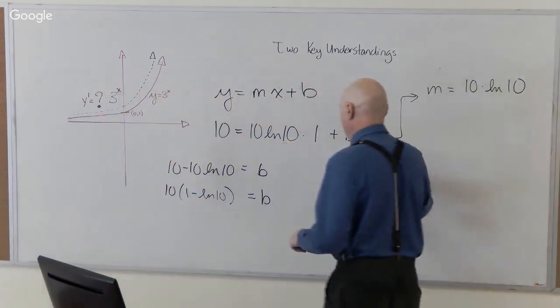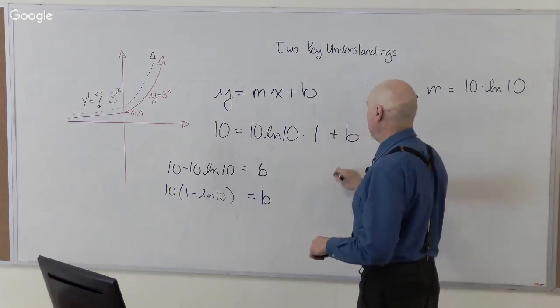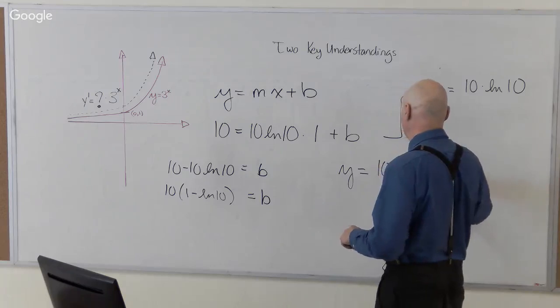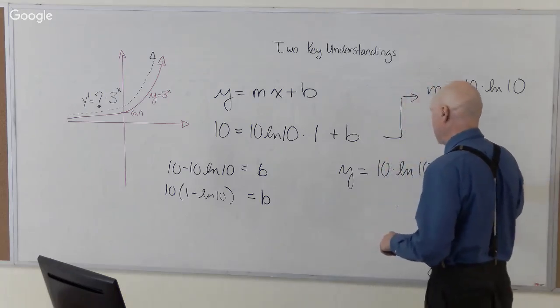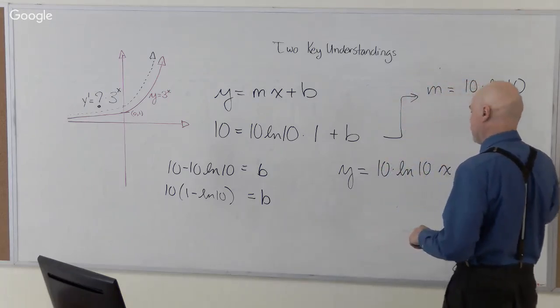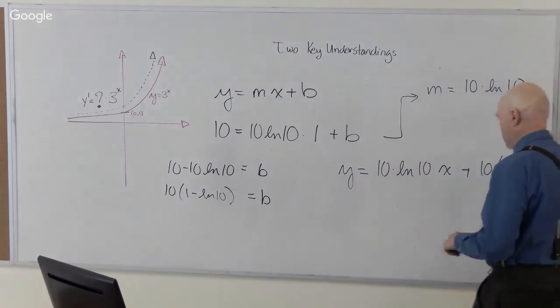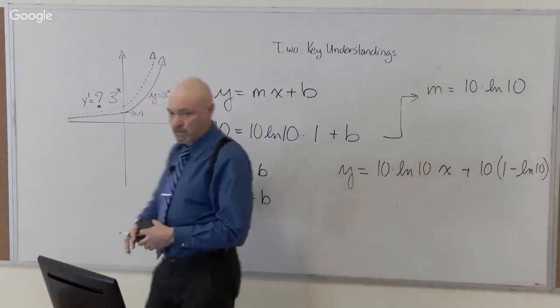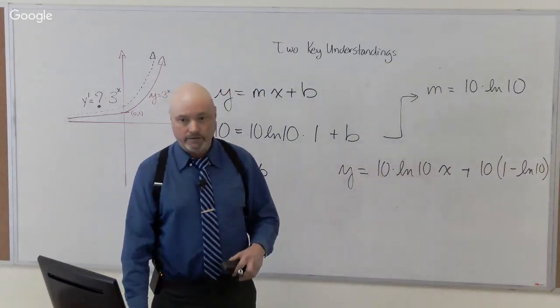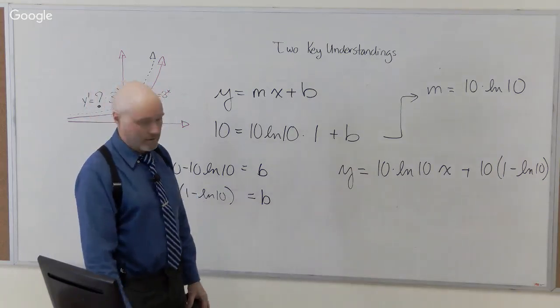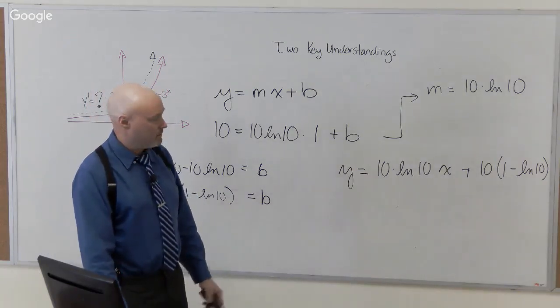And so we wind up with y being equal to 10 times the natural log of 10 times x plus 10 times 1 minus the natural log of 10. There we go. That's it. I prefer to see it like that, in all of its raw ruggedness.